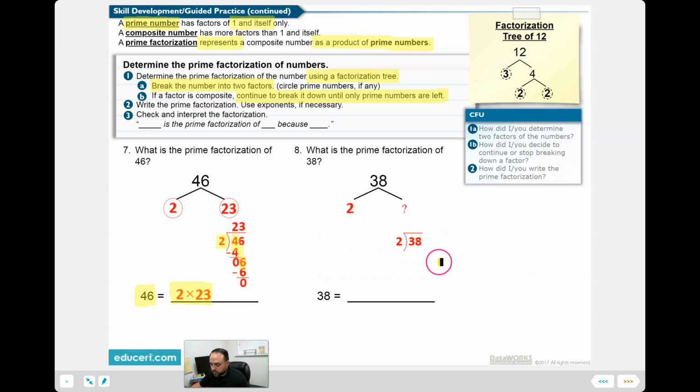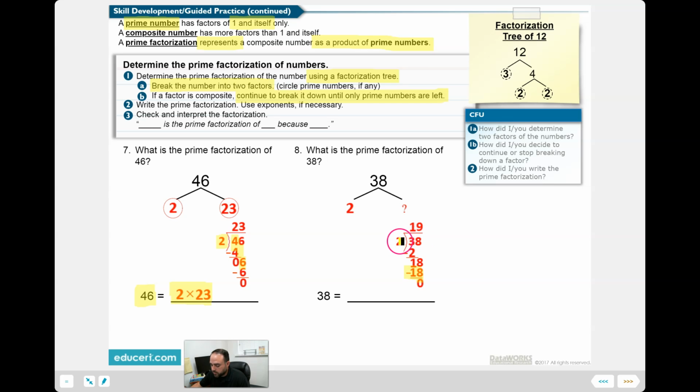Set up the long division with 38 as a dividend and 2 as the divisor. How many 2's can you take from 3? You can take 1. So take it through subtraction. You're left with 1 left over. Bring down the 8. How many 2's can you take from 18? You can take 9. 9 times 2 is 18. Take them, and you're left with 0 remainder. No numbers to drop down. We have a perfect division.